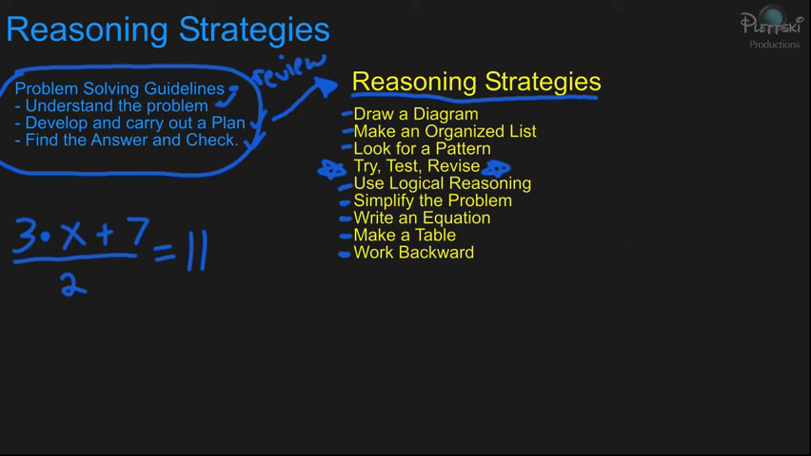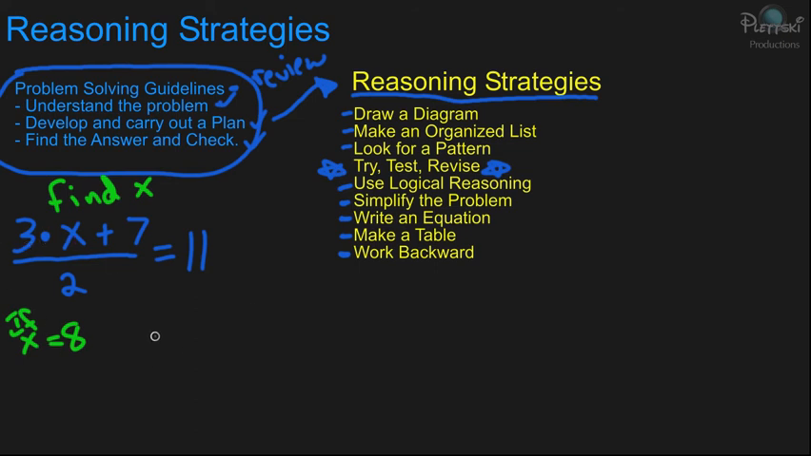Okay, for this example, we'll look at this problem here. 3 times x plus 7 divided by 2 equals 11. One way to figure out a solution could be just to try a number. We want to find x or solve for x. So we can say, well, what happens if x equals 8? Okay, we can try that. That would be the first thing, try.